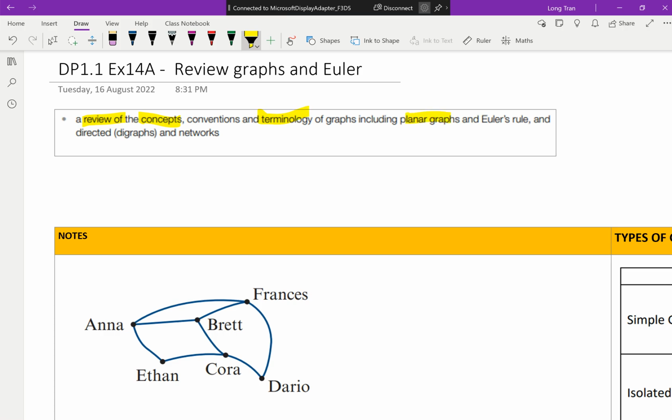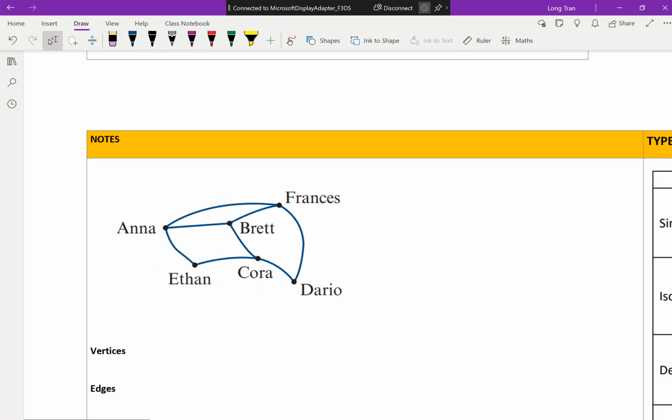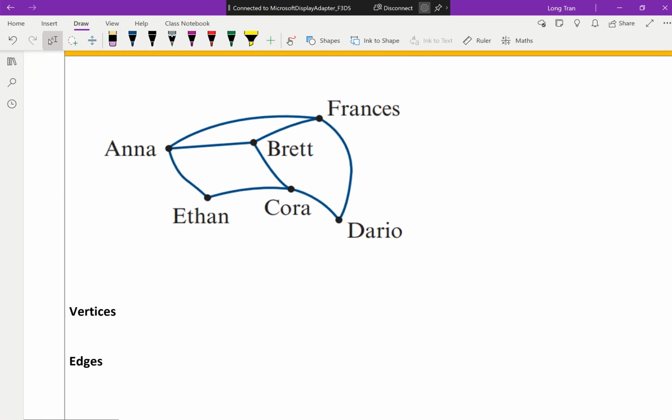What are planar graphs? What's Euler's rule? And we're not going to touch directed graphs yet, or digraphs. We'll look at that in the later chapters. Okay? But here we go. Let's take this example over here. I think you have it in your notes as well, that sheet that I've given out.